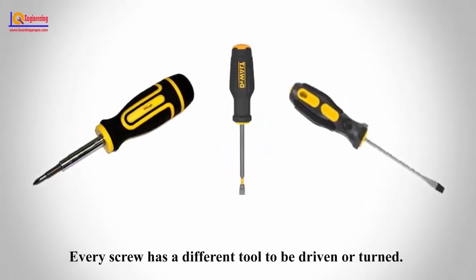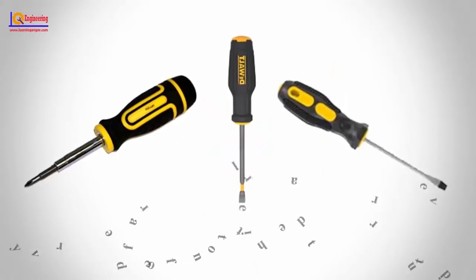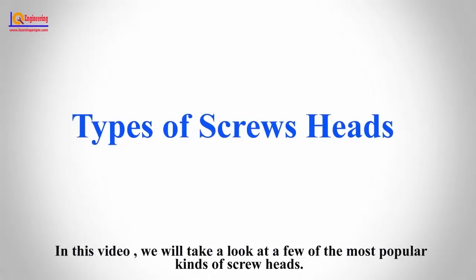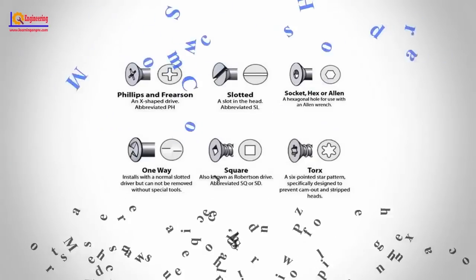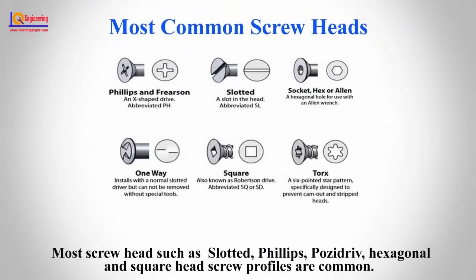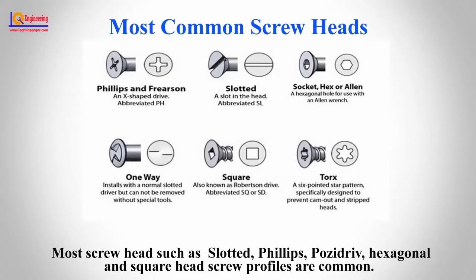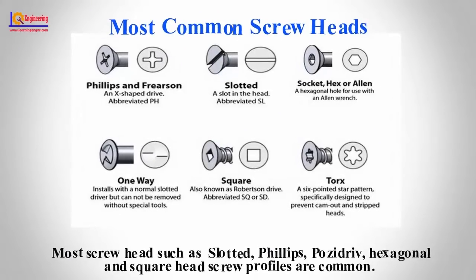Every screw has a different tool to be driven or turned. In this video, we will take a look at a few of the most popular kinds of screw heads. Most screw heads such as slotted, Phillips, posi drive, hexagonal and square head screw profiles are common.